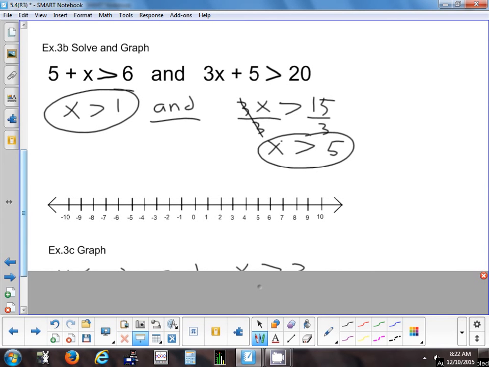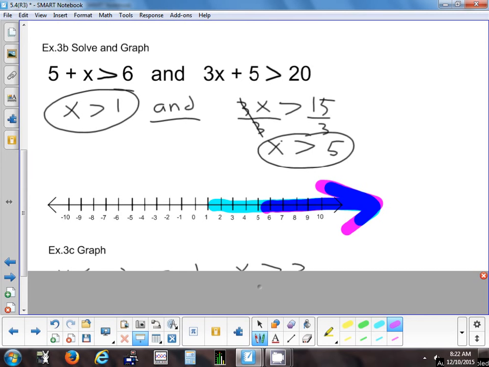All right, this one, I think, is a little easier than the last one. So you got what kind of circle on 1? Open. Yep, open. You know, I got my highlighter, so let me do that first, and then I'll go back and put the circle. What kind of circle on 5? Open, and shade to the right. All right, so let me just put my circles in. Open. Open circle on 5.